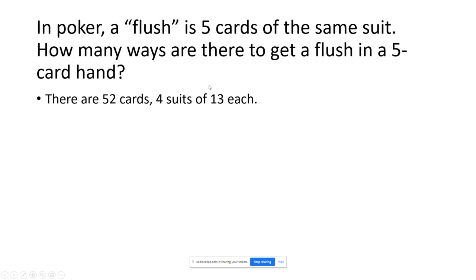All right. In poker, a flush is 5 cards of the same suit. How many ways are there to get a flush in a 5-card hand? And as a note, this is a standard deck of playing cards, which has 52 cards, and there are 4 suits of 13 cards each. Try using the methods of counting that we've talked about so far to compute this. There are a couple of different ways that we can do it.